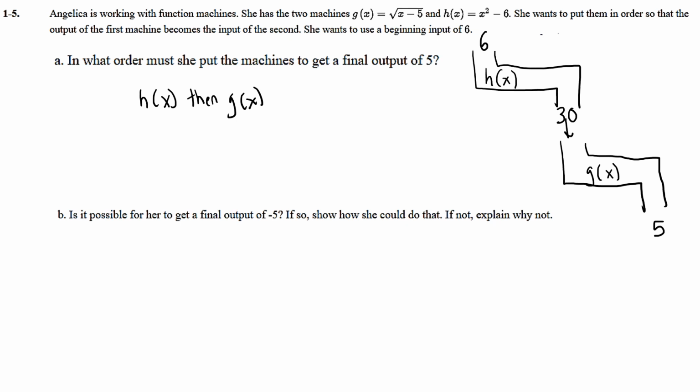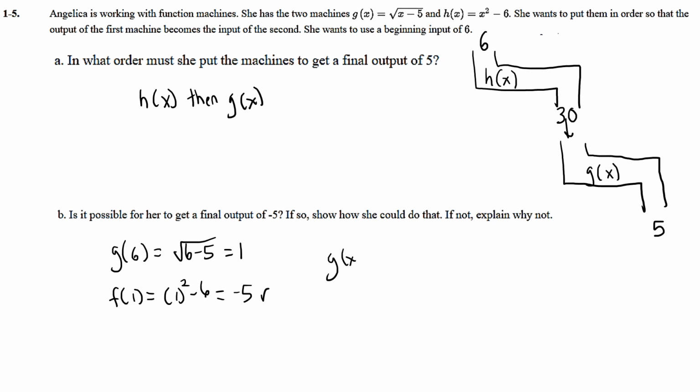Let's start with g of x first. Let's see what g of 6 is. So g of 6 is going to give me the square root of 6 minus 5, and that's going to give me 1. So that's going to become what I plug into f of x. So f of 1 equals 1 squared minus 6. Well, 1 squared is 1. 1 minus 6 is -5. So that works out. So it looks like if I go g of x, then f of x, that should work out for problem 1.5.